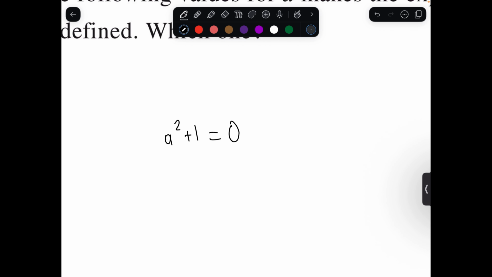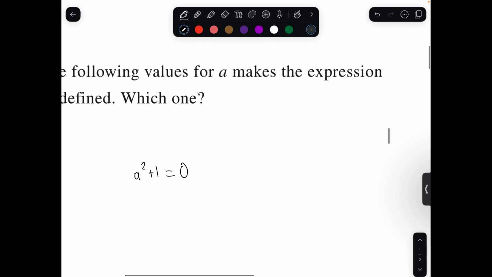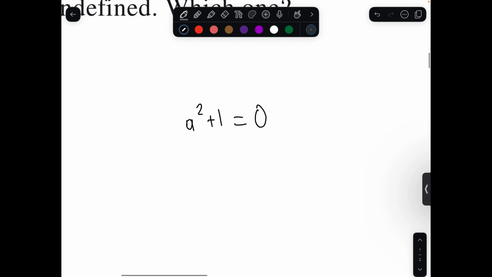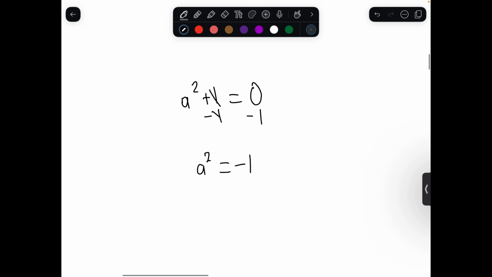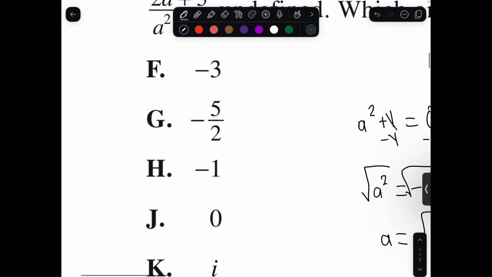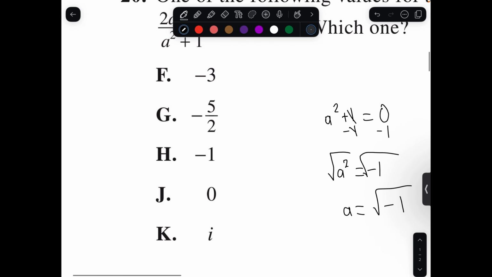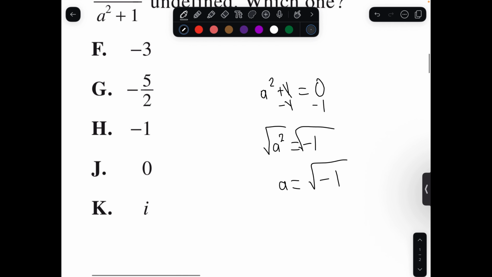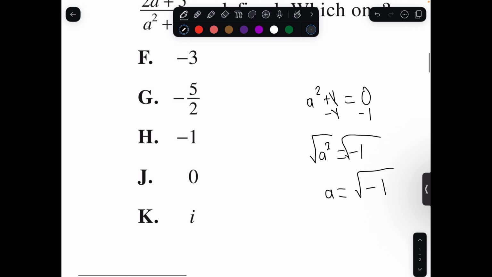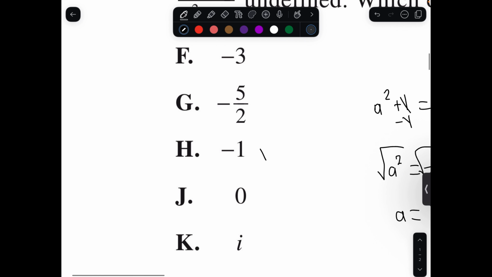All right. So we're solving for a, right? So a squared, subtract 1, a squared equals -1. And now if we take the square root, you get a equals the square root of -1. Now, if you look at your answer choices here, first, don't get the square root of -1 mixed with -1. It's not H.